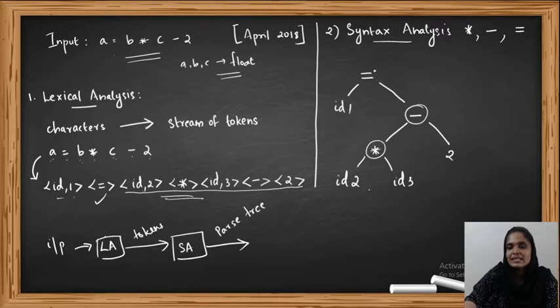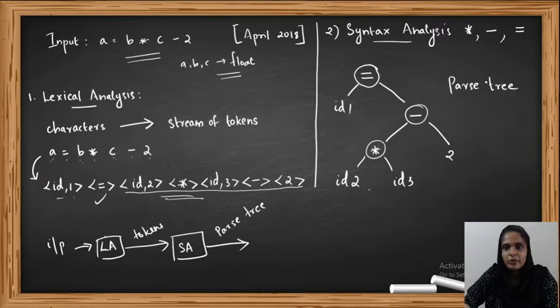Now also you can see that we now have 3 intermediate nodes, and all the 3 intermediate nodes are operators, and all the leaf nodes are identifiers or constants, right? So this is the parse tree generated, and this parse tree is the output of the second phase of a compiler, that is the syntax analysis phase. Hope it's clear for you, right?